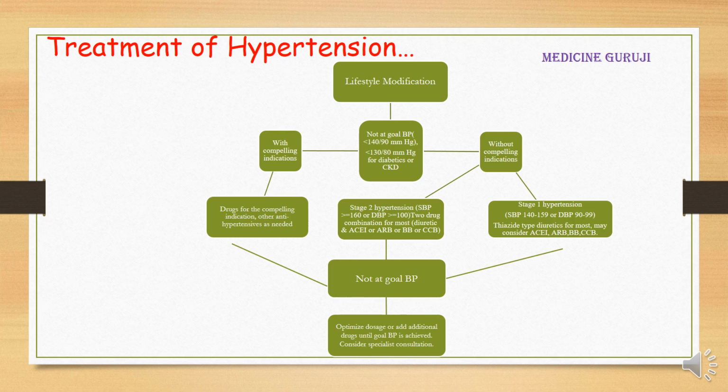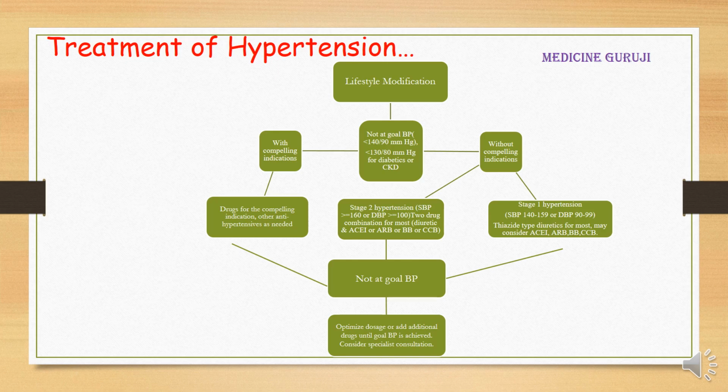And now we will see the left and right of second point with compelling indications, without compelling indications. First see without compelling indications. Come to the right side. If the patient has stage 1 hypertension, means systolic BP is between 140 to 159 and diastolic BP is between 90 to 99, thiazide type of diuretics for most, may consider ACE, ARB, beta blockers or calcium channel blockers.